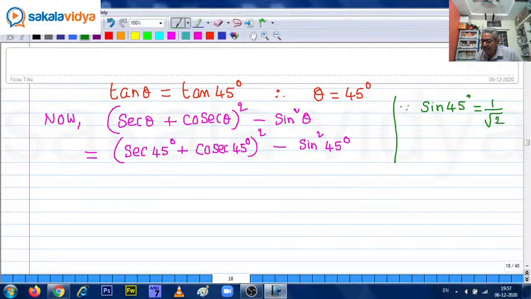1 upon root 2. Mokshit Reddy, you are the visiting professor.